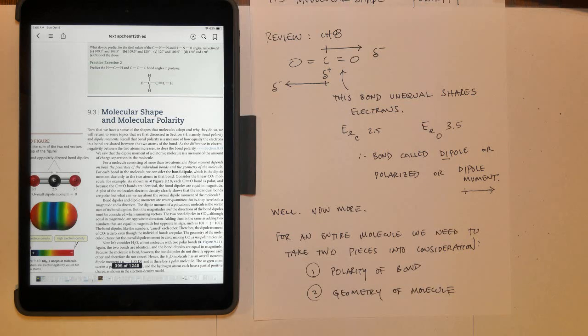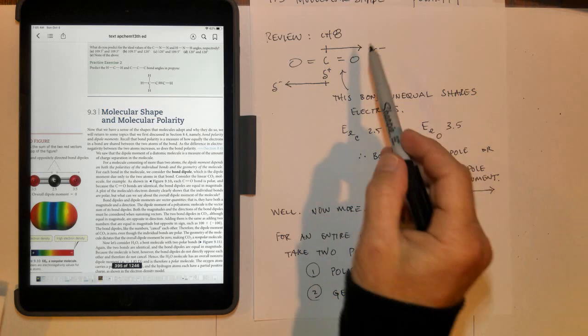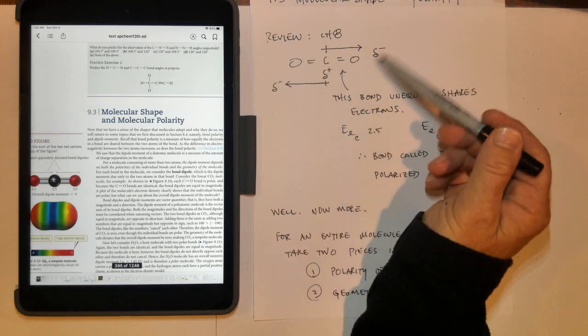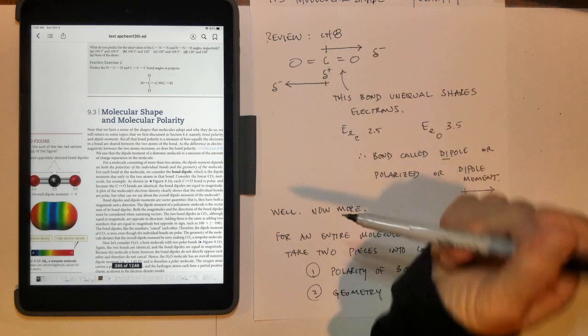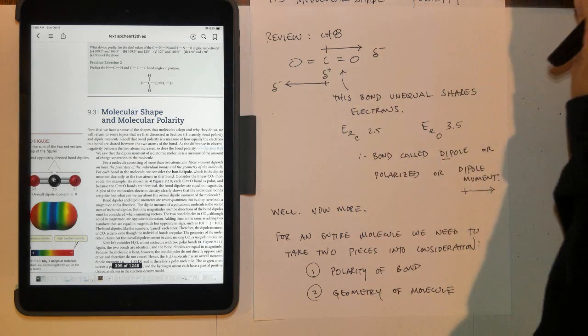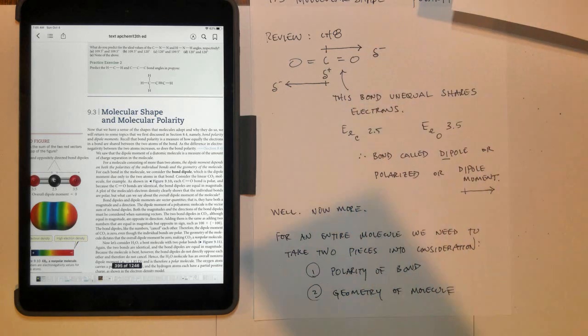So its actual shape. Is the shape linear? Is it trigonal planar? Is it bent? What is that molecular geometry? Because that's going to help us determine whether throughout the entire molecule there is an area where it's more negative and more positive, or do they even out? And are they perfectly symmetrical and therefore a non-polarized molecule?